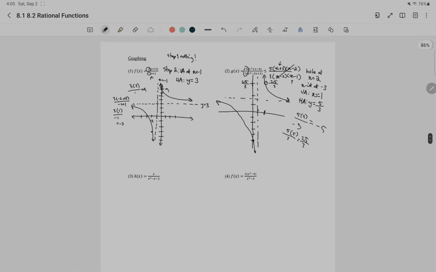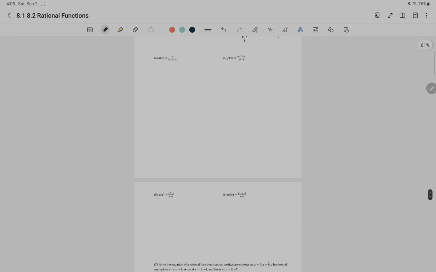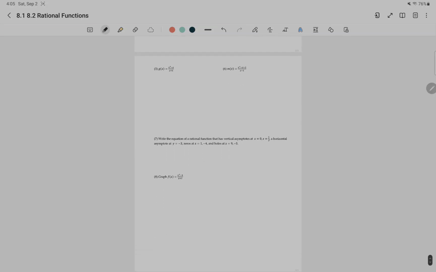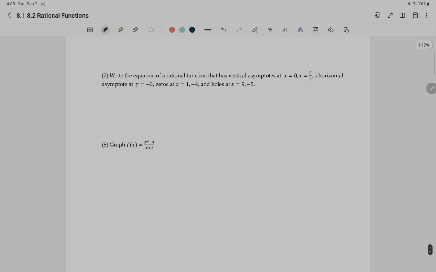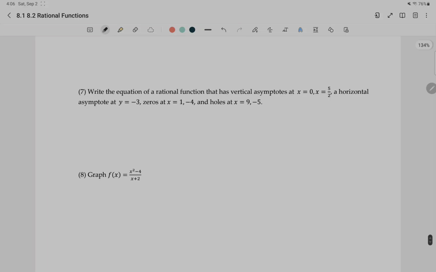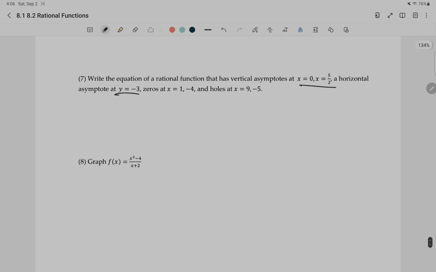But that is our first 2 examples. I will leave the next few for you guys to just work out on your own. And let's move on to number 7. Number 7 here is write the equation of a rational function that has vertical asymptotes at x equals 0, x equals 5 over 2, a horizontal asymptote at here, and then these zeros and these holes.